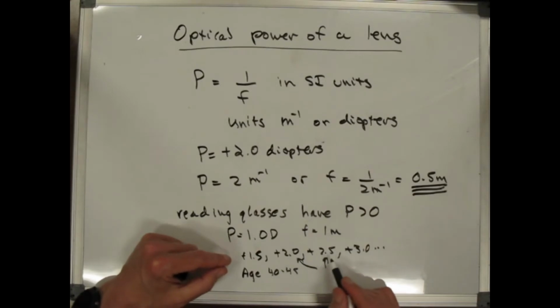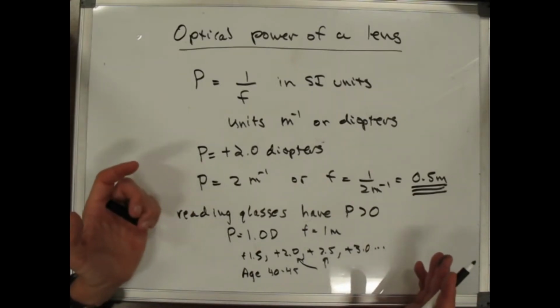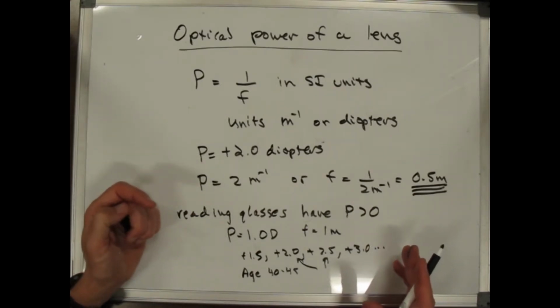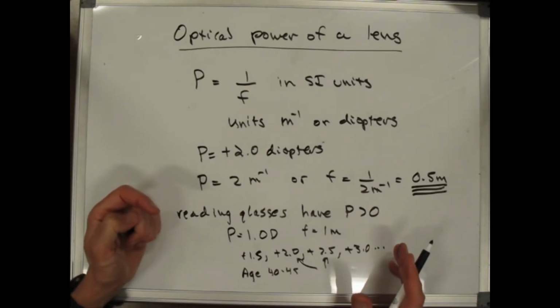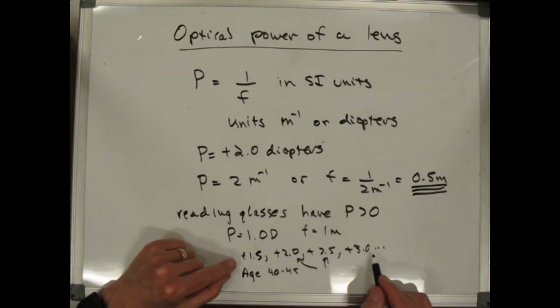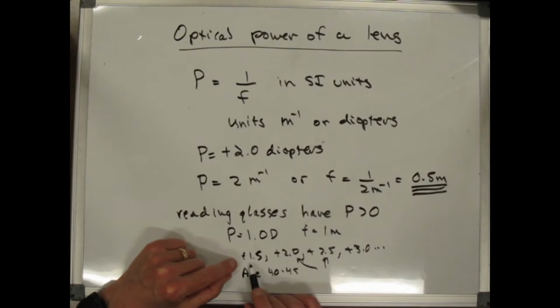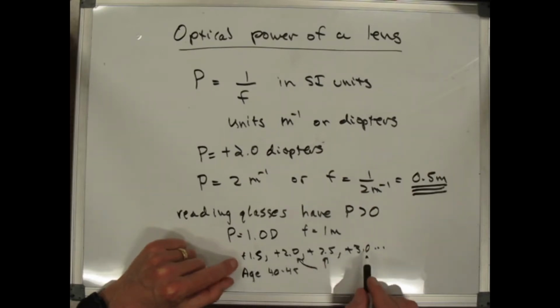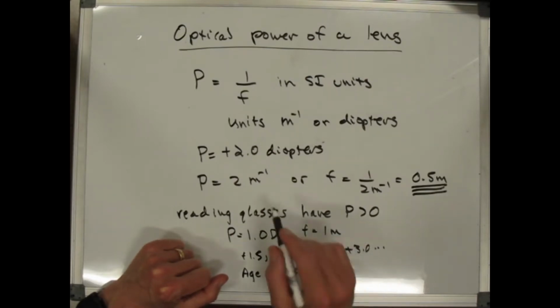And so gradually, unless you have some very unusual eyes, like for example, if you're very nearsighted when you're young, your eyes will sort of self-correct a little bit as you get older. But if you have sort of normal eyes, you will end up needing these just because of the way the eye works as it ages. And so that's how you count the power.